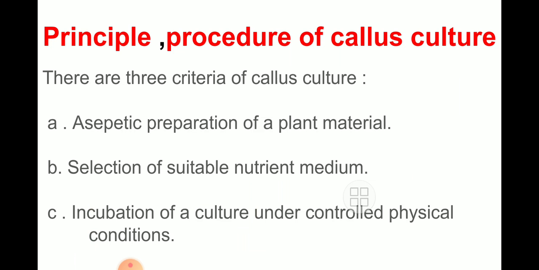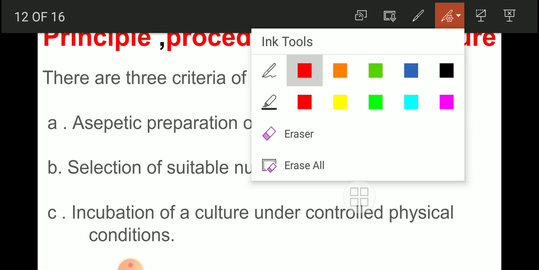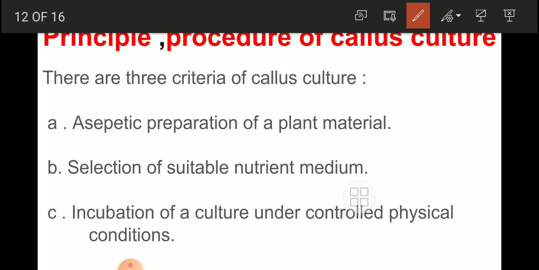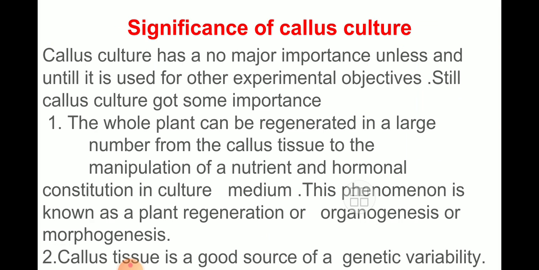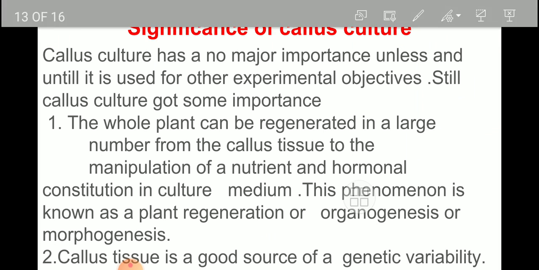The principal procedure of callus formation is well known to you: aseptic preparation of plant material, selection of a suitable nutrient medium, and incubation of the culture under controlled physical conditions. These are the principles, and that is the procedure. What is the significance of callus culture?